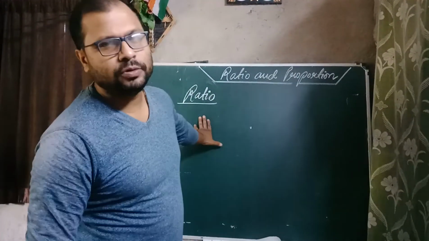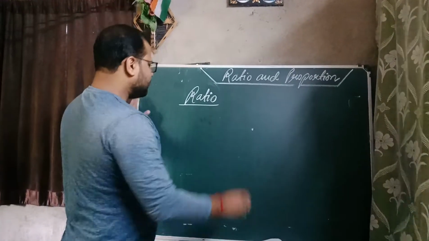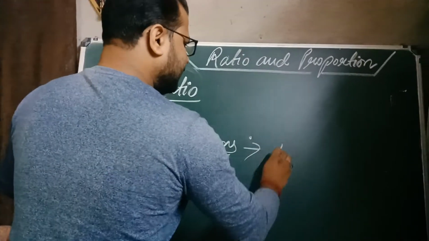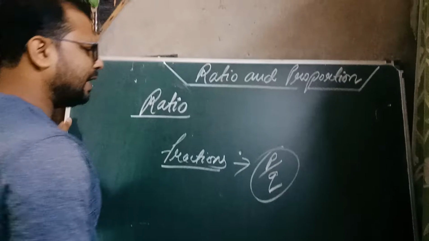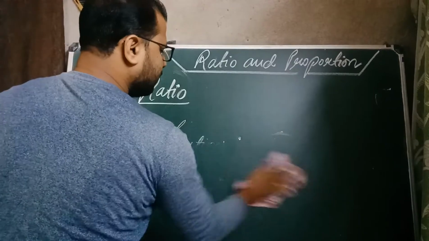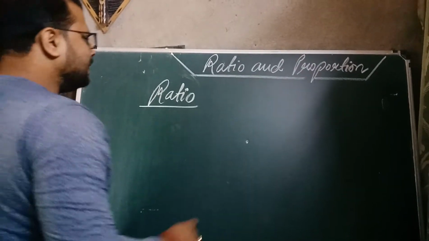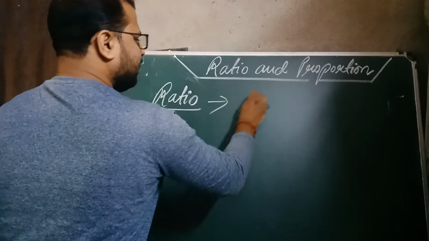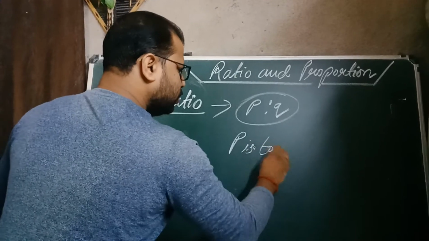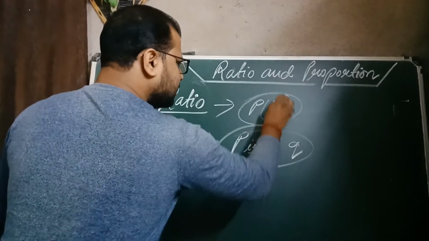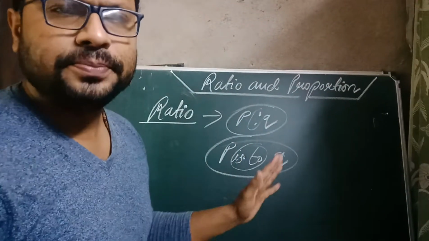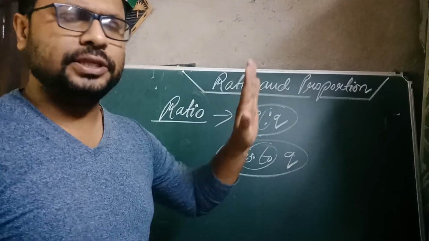First of all, ratio we need to know. What is ratio? Fractions we know. Suppose P by Q. This is called a fraction, right, students? So ratio is another part of the fraction, I would say. Only the representation is different. Like we will represent here P is to Q. What do we call this? Is to. So this is the representation of ratio. This is the way we represent the ratio.